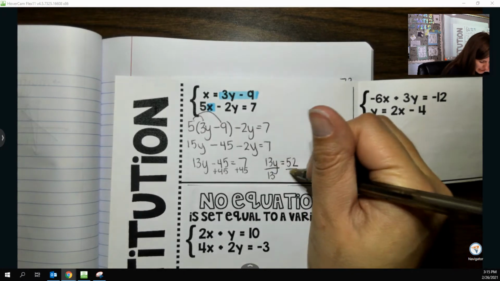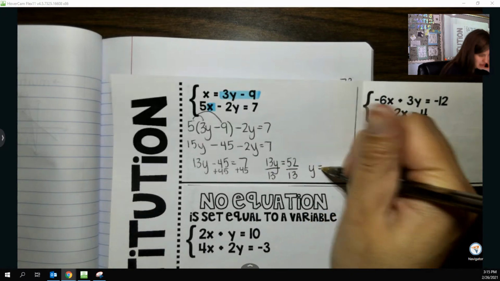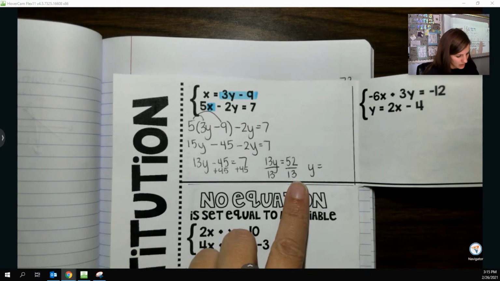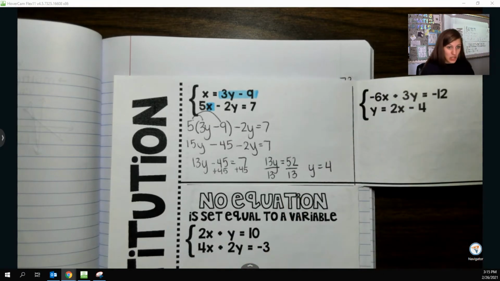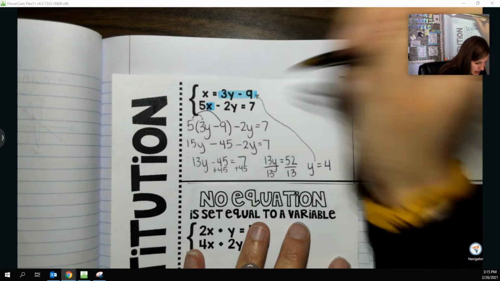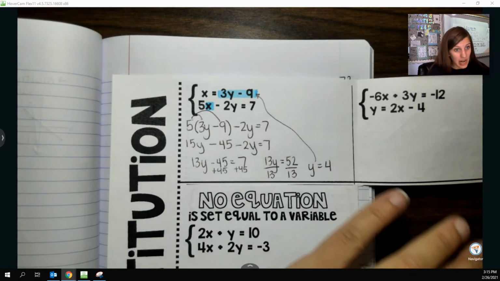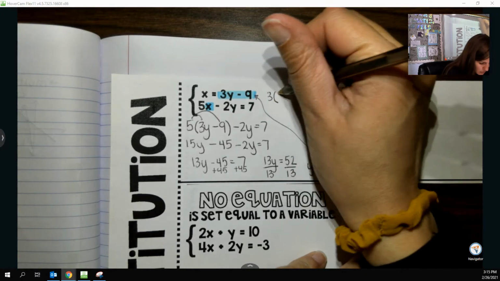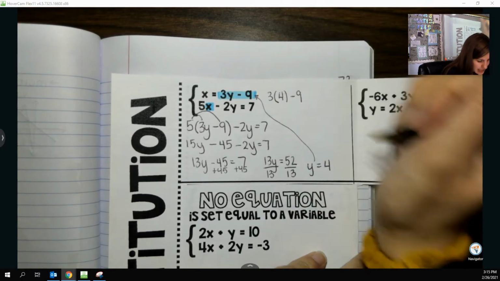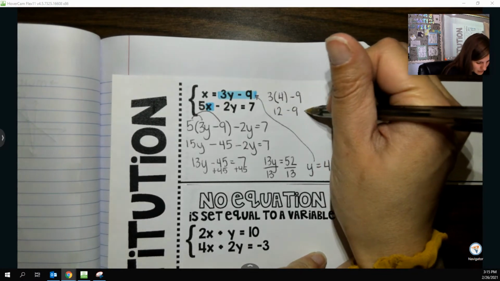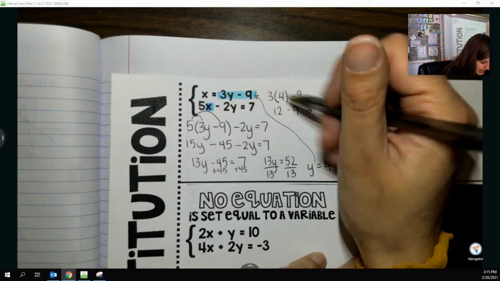Divide both sides by 13. And hopefully 13 goes into that evenly. I think maybe 4 times. Yeah, 4 times. So that worked out nicely. Now that I know y, I can take it and plug it into this original equation so that I can figure out how much x is. So in place of y, we'll put 4. And then we're just going to simplify, like 3 times 4 is 12, minus 9 is 3. And that's what x was.